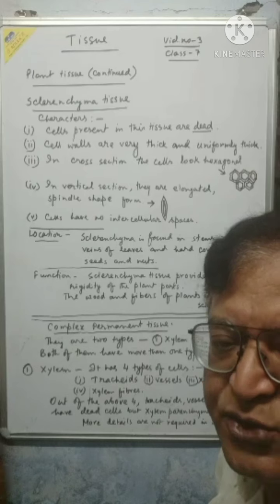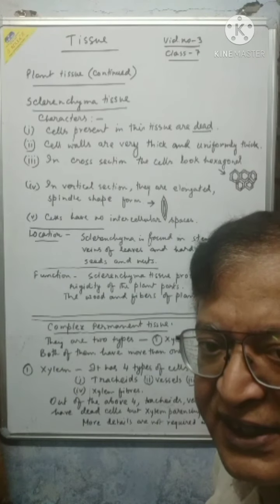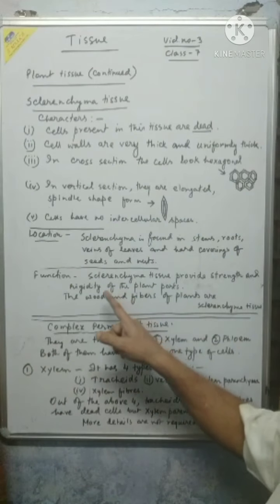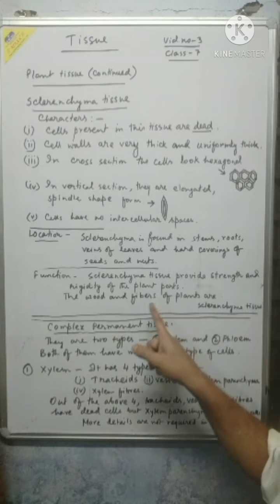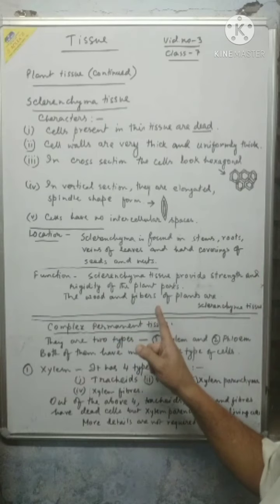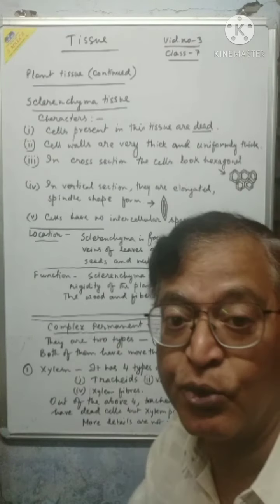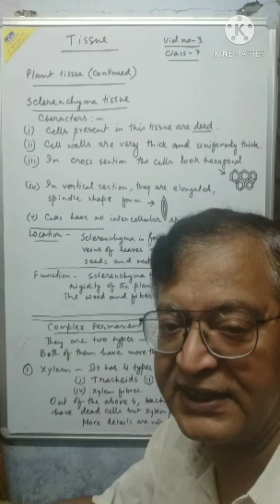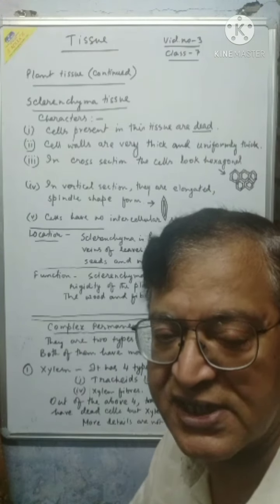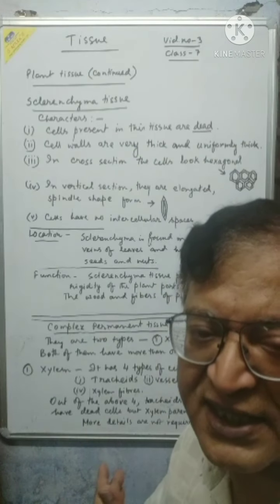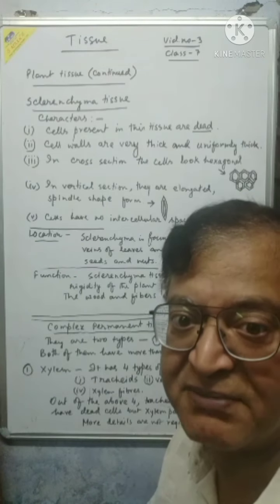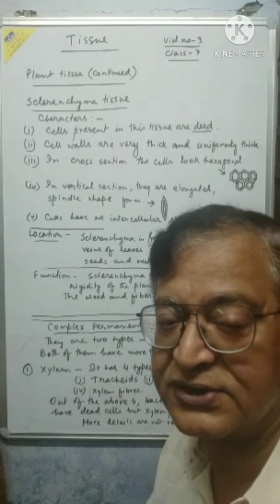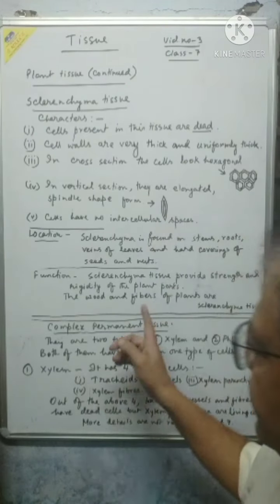This tissue is very strong because of the very thick cell walls and the dead condition of the cells. They give strength and rigidity to the plant parts. The wood and fibers of plants are sclerenchyma tissue. The wood that we obtain, from which we make furniture and all this, is actually sclerenchyma tissue. And the fibers by which we make many things, the mattresses and all those fibers, are also sclerenchyma tissue.